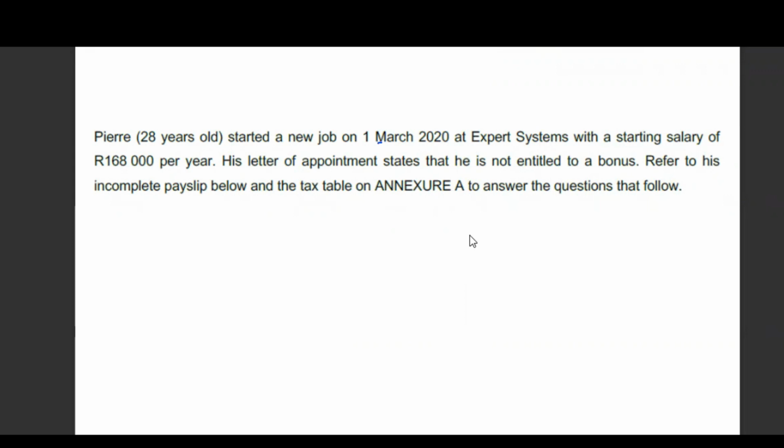This person, okay, this is 1st March 2020. So we know the year, we know the age. This is the job that he does, with a starting salary of this much money per year. His appointment says that he's entitled to a bonus. Very good. Refer to his incomplete payslip below and the tax table on Annexure A and answer the questions that follow.